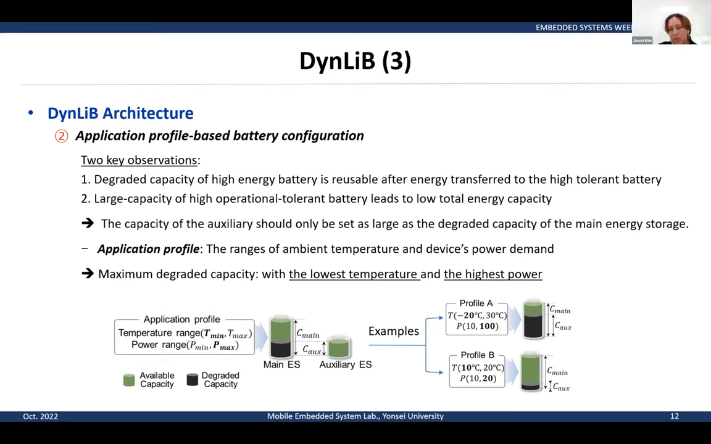So this means that the minimum capacity of the auxiliary energy storage is the maximum degraded capacity of the main energy storage. The application profile we define is the ranges of the expected ambient temperature and device power. The maximum degraded capacity of a battery is the capacity when discharging at the lowest temperature with the highest current rate. So we determine the capacity ratio by setting the capacity of the auxiliary energy storage to the maximum degraded capacity of the main energy storage.